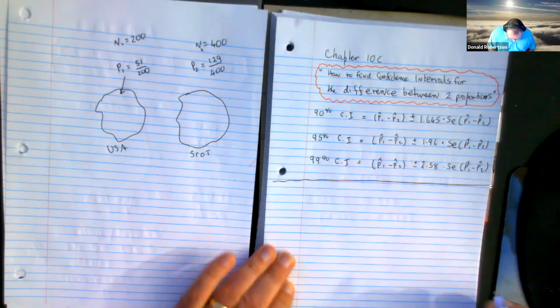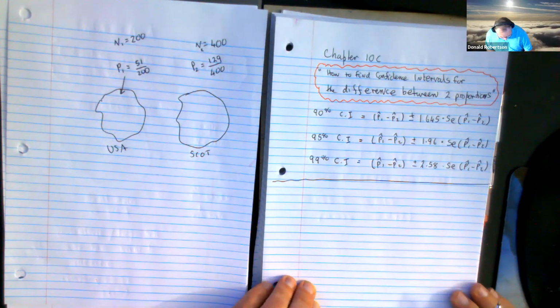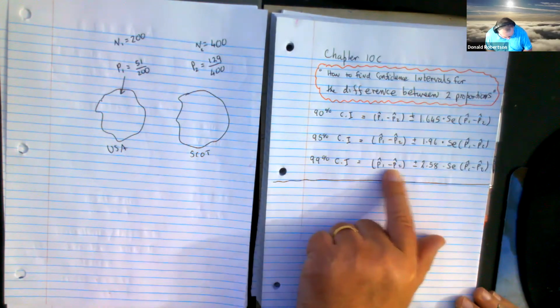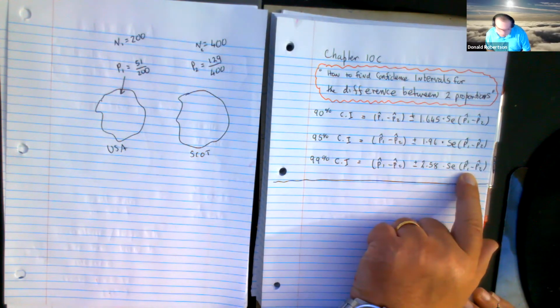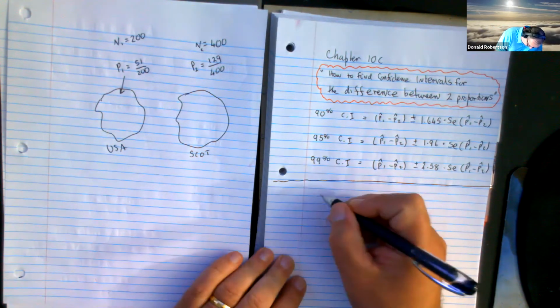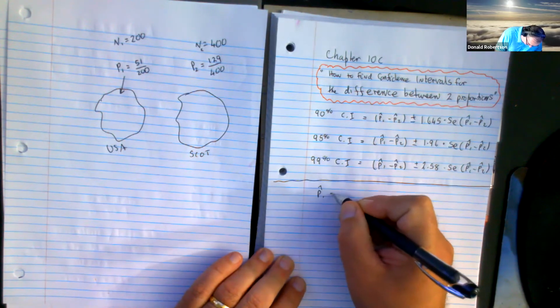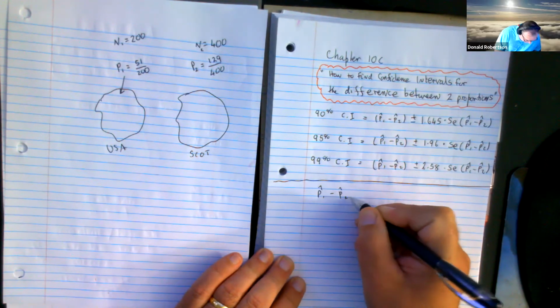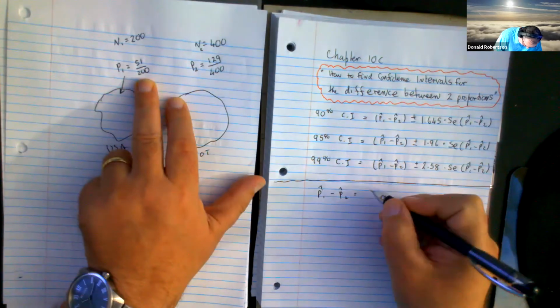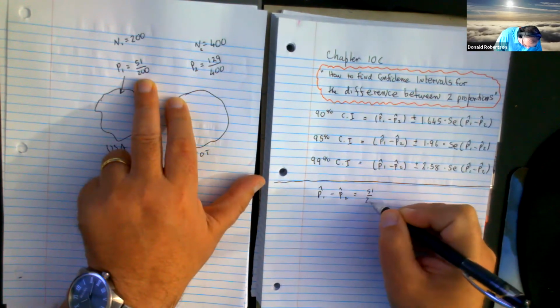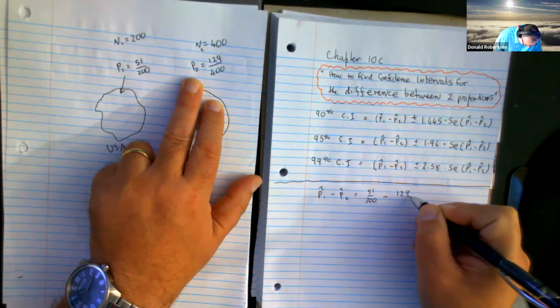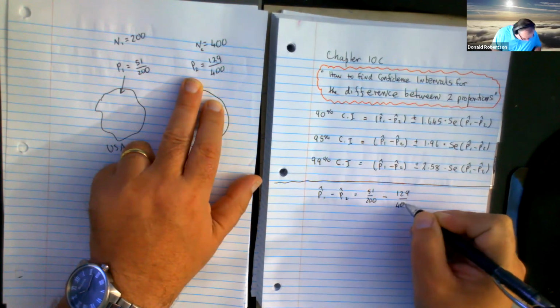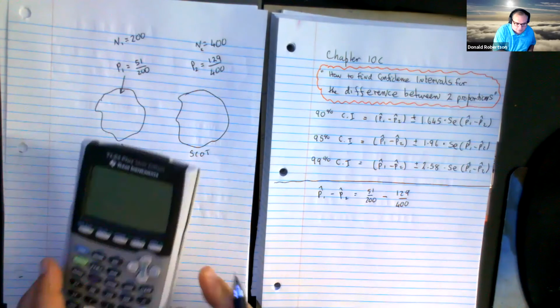we have a number of things we need to calculate. We need to calculate the difference, which wouldn't be too difficult. And then we have to calculate this guy called the standard error. So let's get this one done. Now, P1 is 51 out of 200. Take away P2, which is 129 out of 400. And that's really what calculators are for.